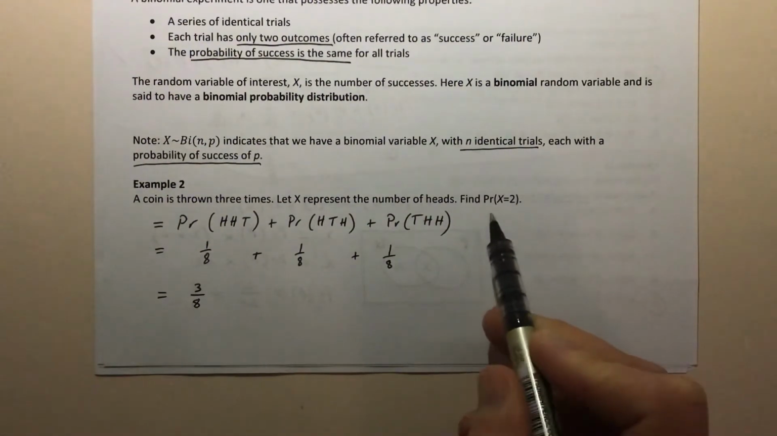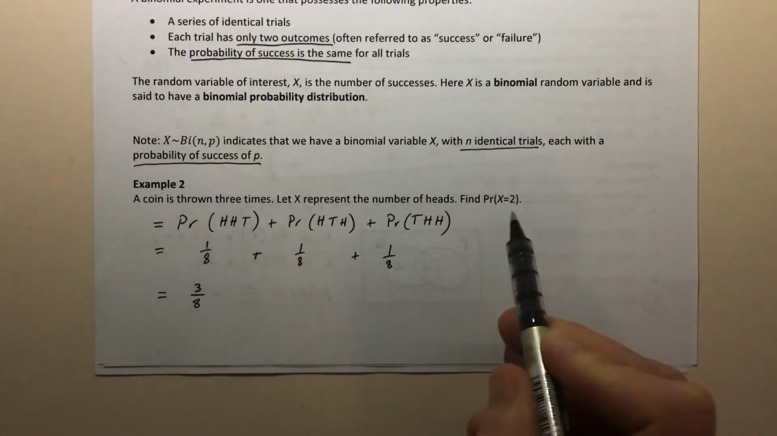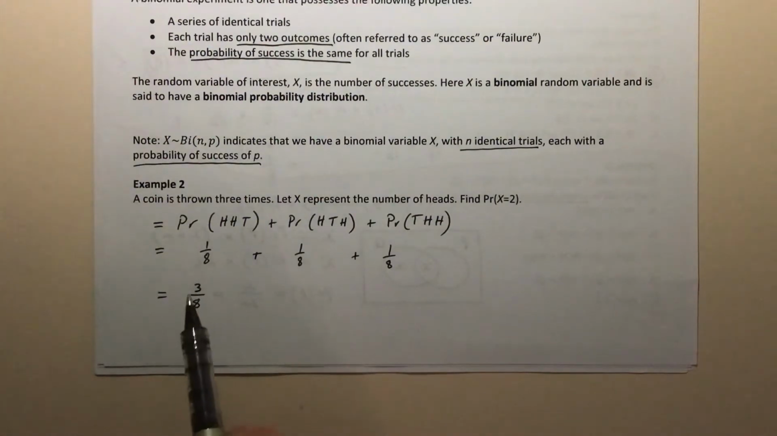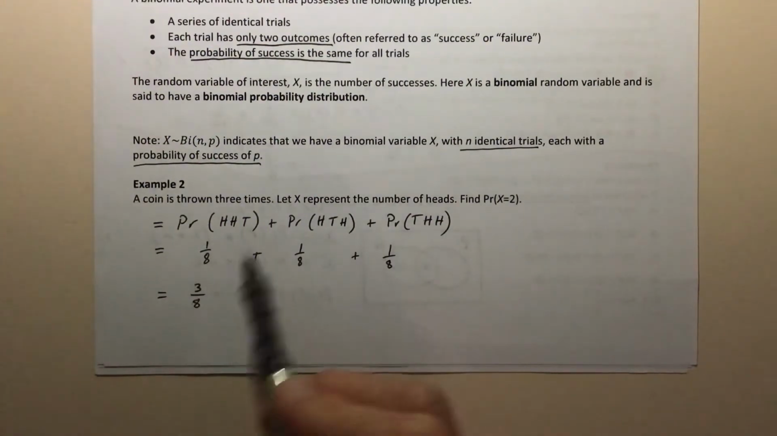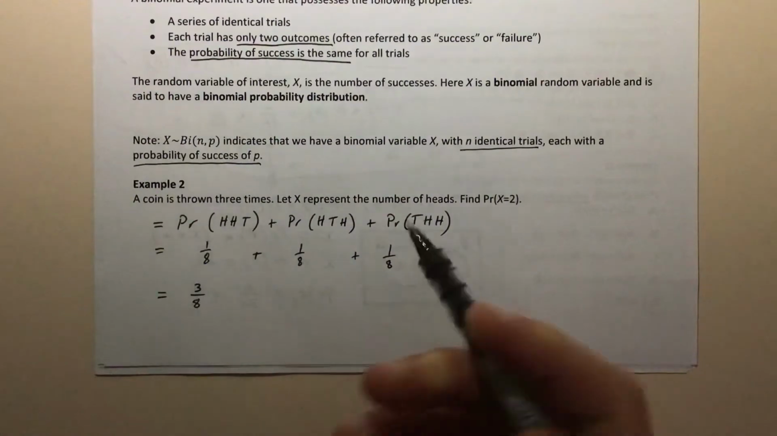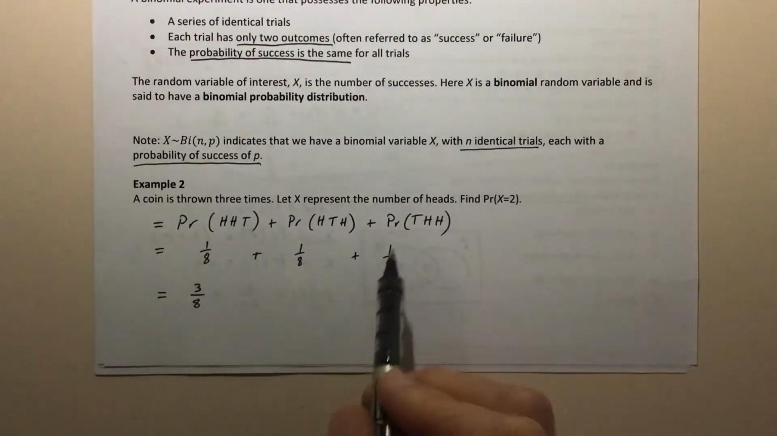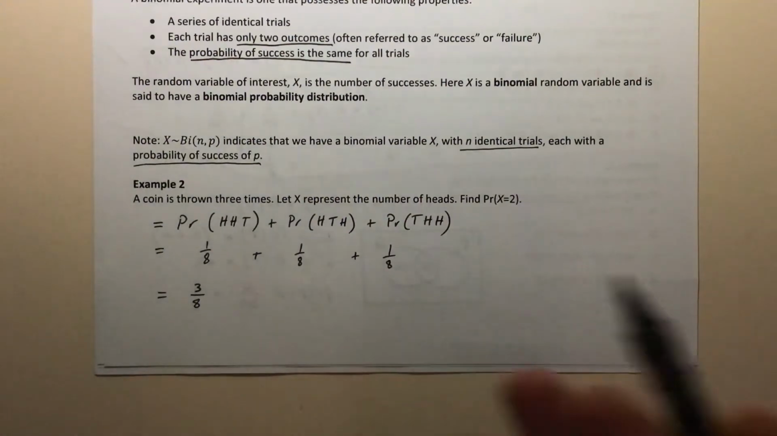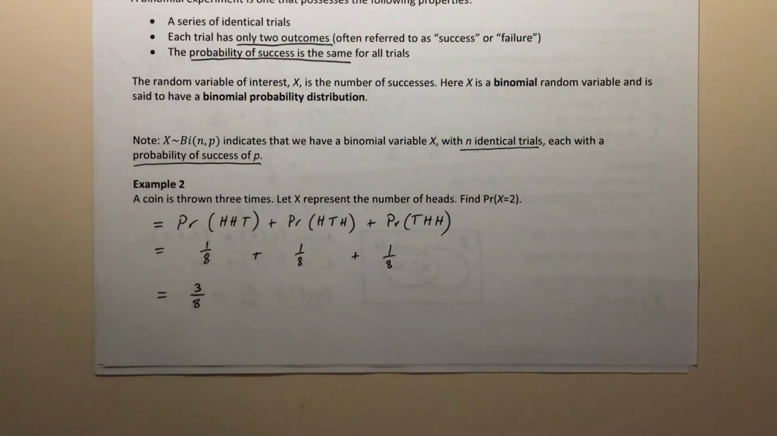So in a situation like this, what we have to work out is how many different ways this number of successes can occur. And then you can multiply the probability of it occurring by that many. So each of these events had a probability of 1/8, and there were 3 different ways it could happen, so we got 3 times 1/8. Okay.